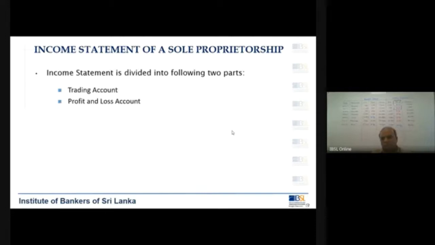Now the P&L, or the profit or loss statement, is divided into two parts. One we call the trading account. The other one is the profit and loss account. Okay. One is the trading account. The other one is the profit or loss account.